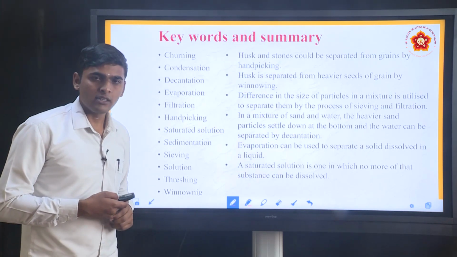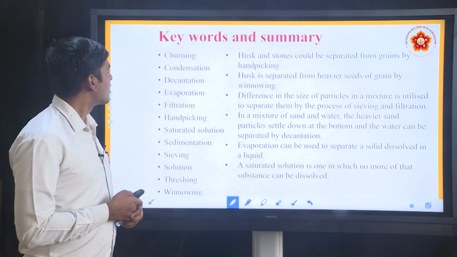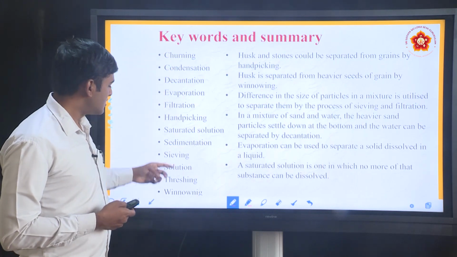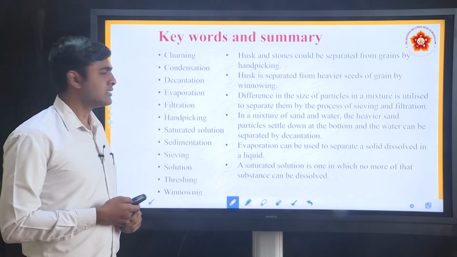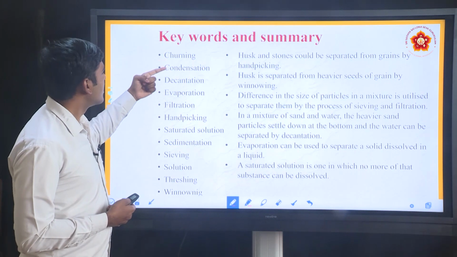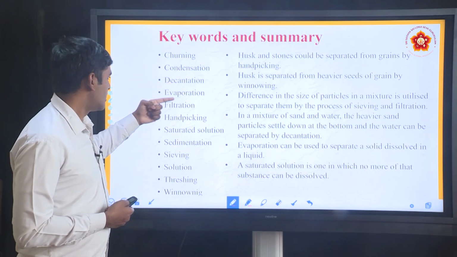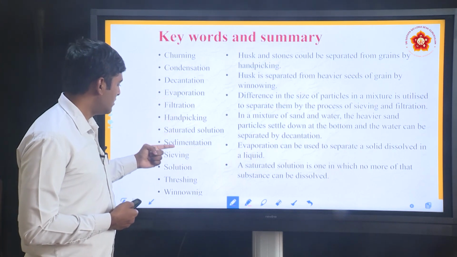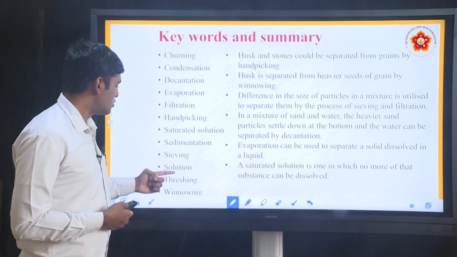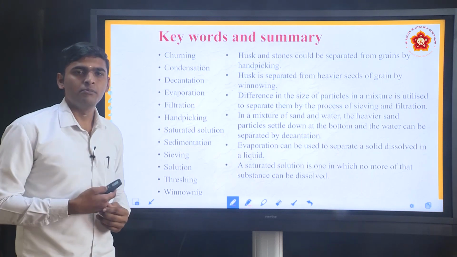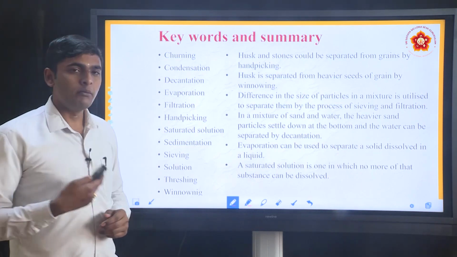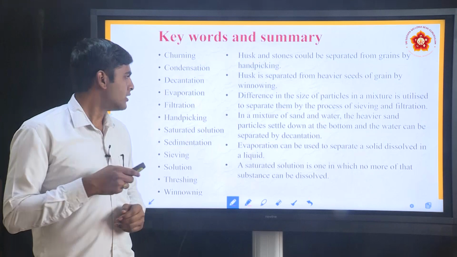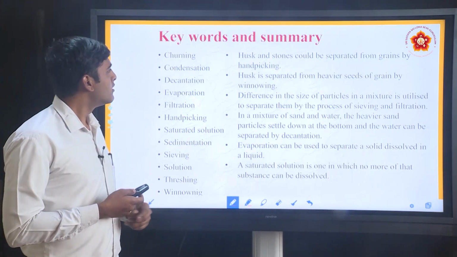Lastly, we are coming to the keywords and summary part. These are the main words which you have to remember in the lesson: churning, condensation, decantation, evaporation, filtration, hand picking, saturated solution, sedimentation, sieving, solution, threshing and winnowing. You have to remember these main words, practice the spellings, and remember the word meanings also.